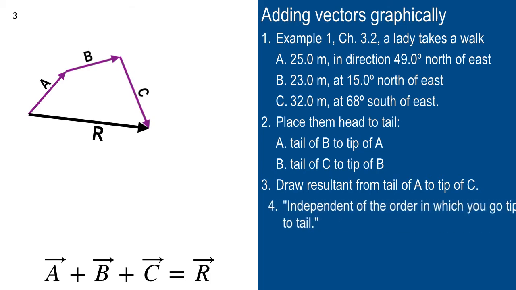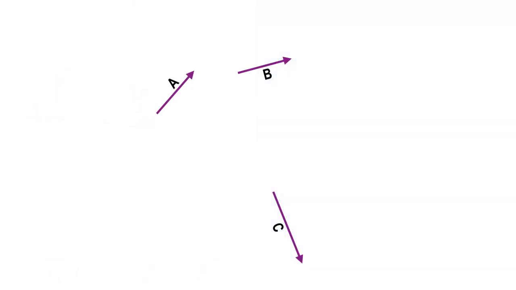Now, another thing that they mention in the textbook is the resultant R is independent of the order in which you go tip to tail. All right, now I'm going to show you how that works. So the next screen is my three vectors again. You should resketch them if you want, or just do a new sketch. And what I'm going to do is first, instead of doing ABC, I'm going to do ACB. There's C, tail of C. Go ahead and sketch this.